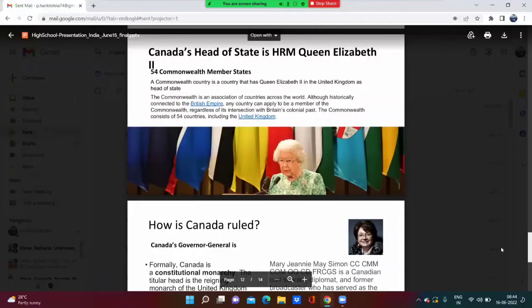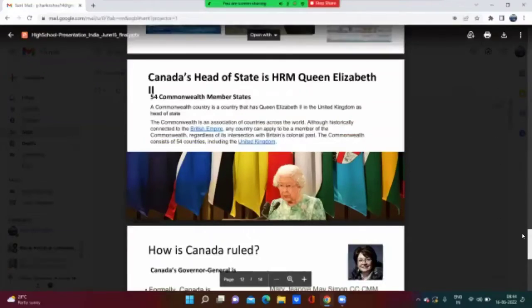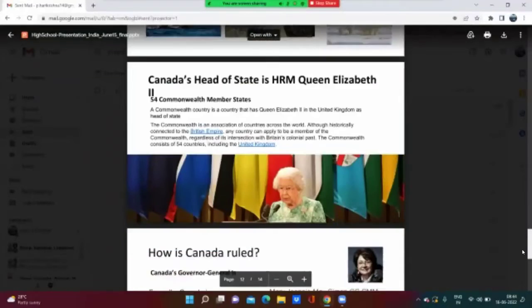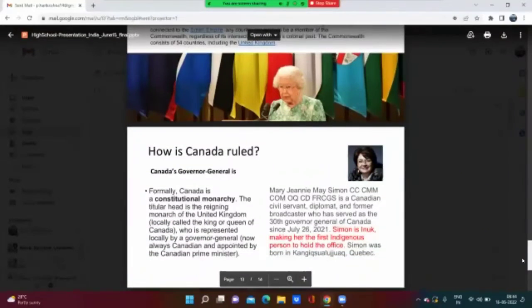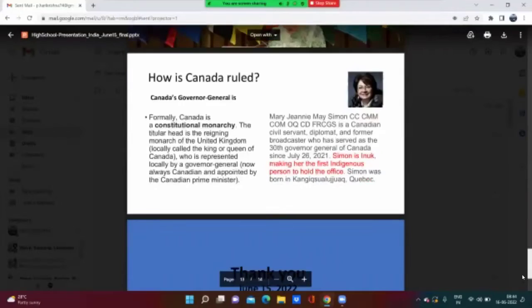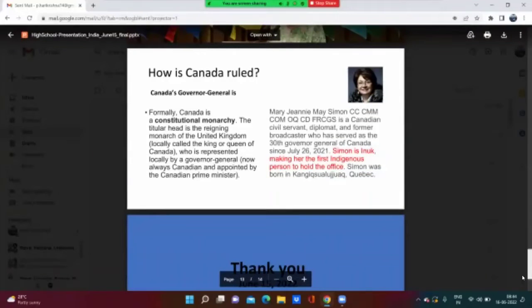And here you see, can you move up the slide a little bit? And here you can see Mary Jeannie Simon. She is the first Inuit in this position, also indigenous. And she has been in the job since 2021. So Canada formally is a constitutional monarchy because we are headed by the Queen.